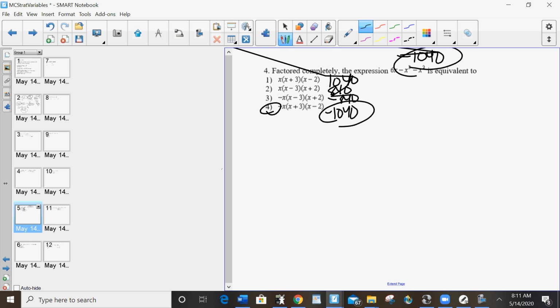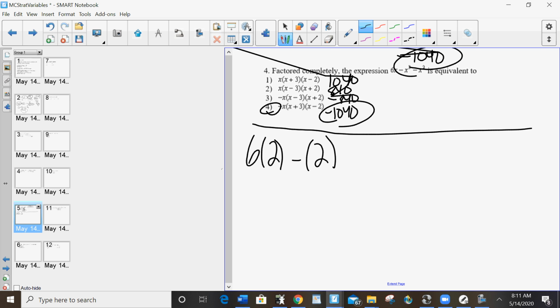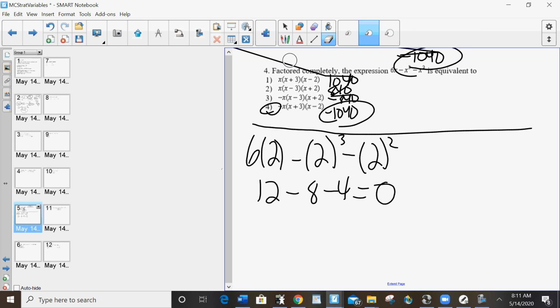Now if I'm doing this without the calculator, again, instead of using 10, I like to use 2. It's just easier to work with. 12 minus 8 minus 4 is 0. So this is one where, here, let me erase this too. This is one where it's not going to work out perfectly with 2.